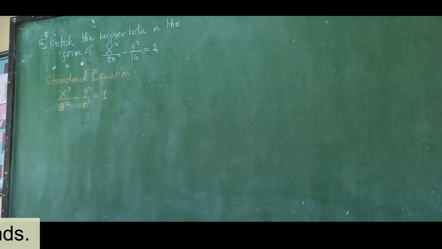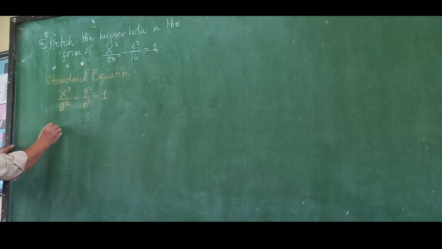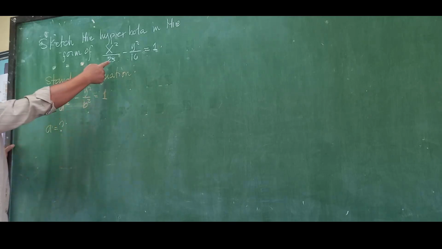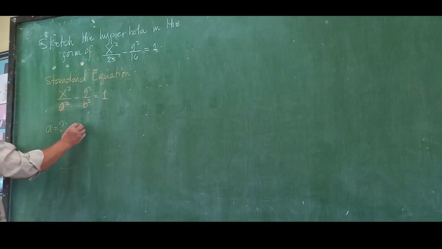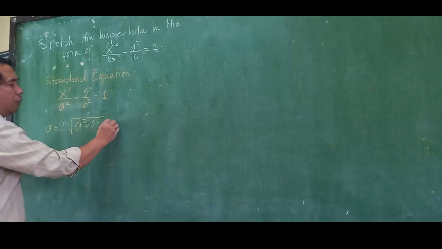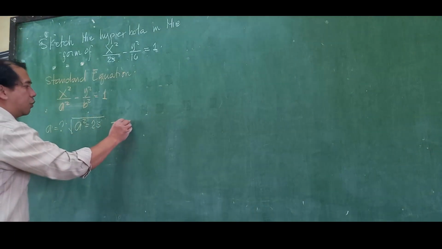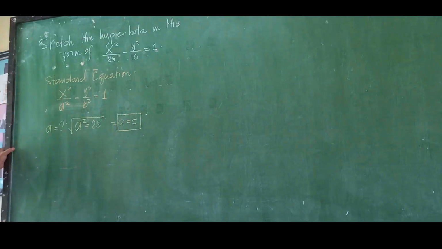To get the value of A, that one is under the standard equation. So, our A will be coming from this one, which is under the standard form. Our A squared is actually 25. Getting the square root, that is the same as A equals 5. So that is the value of our A.